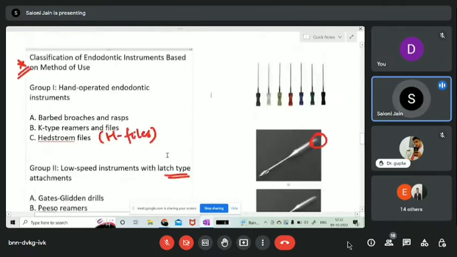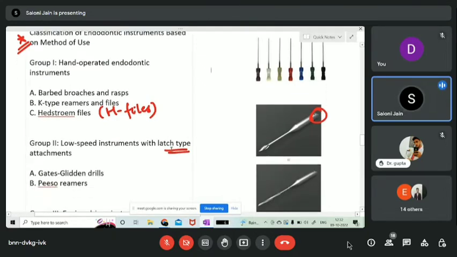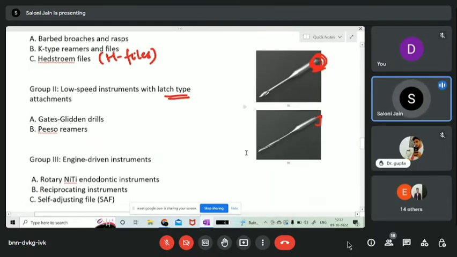So in hand instruments, there are three things, that is Barb brooches and rasps, K-type reamers and files, and Hedstrom files. Three things you have: Barb brooches and rasps, K-type reamers and files, and the H files. In the low speed one, you have latch type attachments. A latch type attachment is nothing but, as you must have seen with your micromotors, when you put your burr in that, it has got a kind of latch at the end. So these are the latch type instruments. In that you have Gates Glidden drills and Peeso reamers.